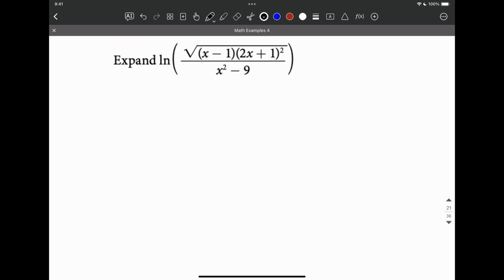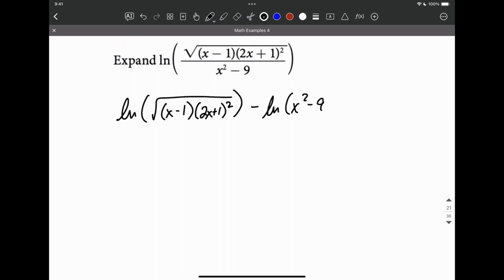Because we have a fraction, I'm going to use a natural log of everything on the inside of the first one, up in our numerator, 2x plus 1 quantity squared, minus the natural log of our denominator. All right, property of log, we have a fraction, we can make that into a subtraction.